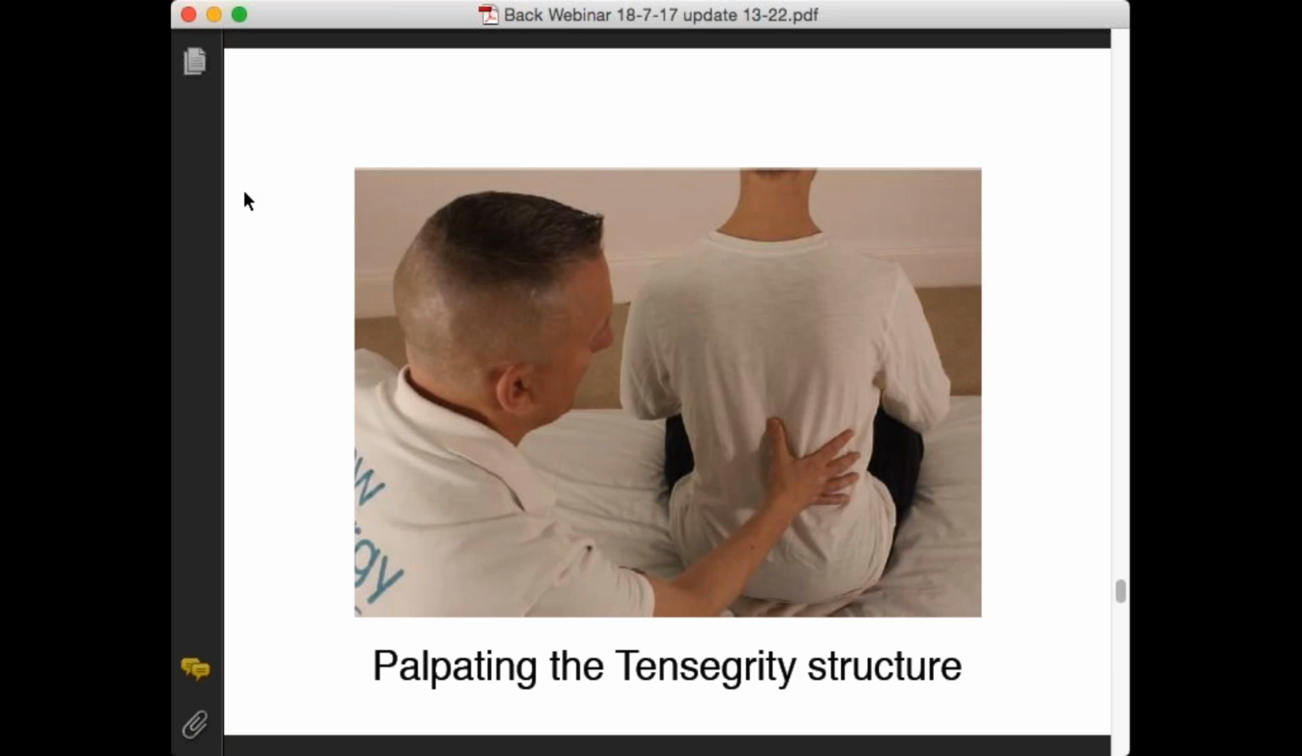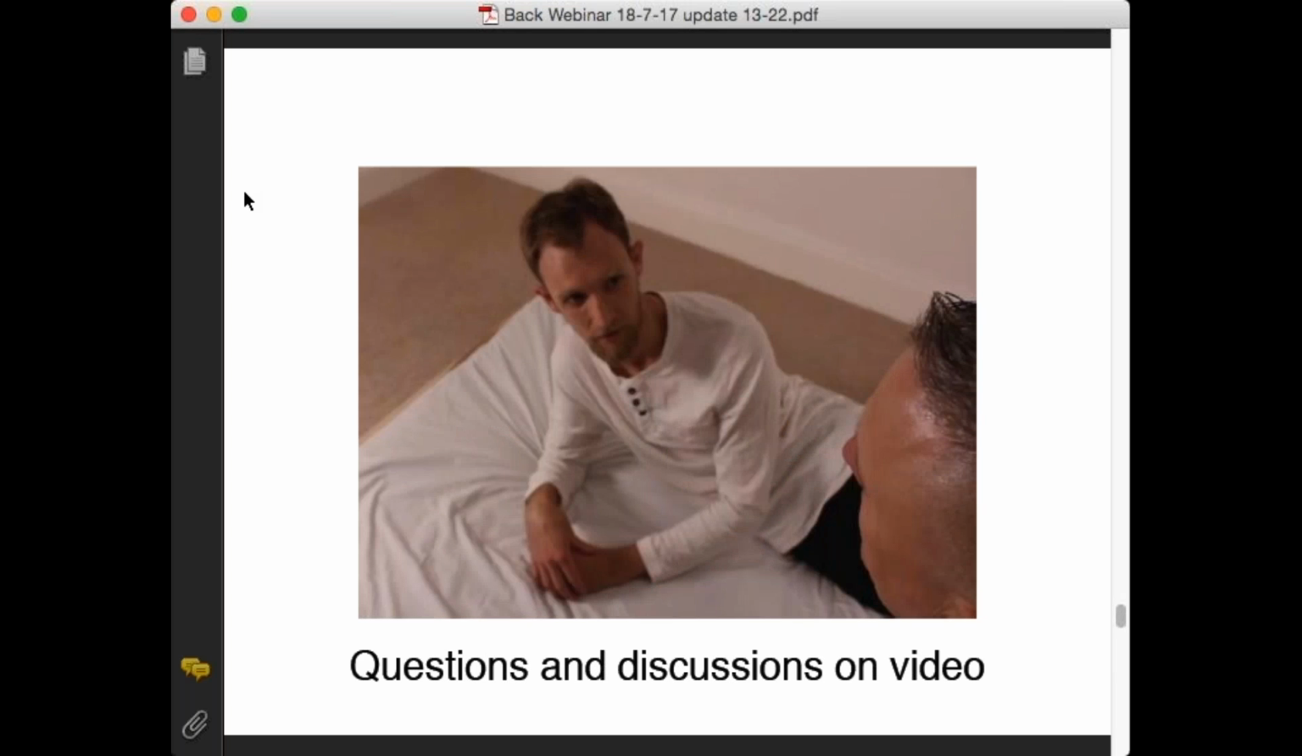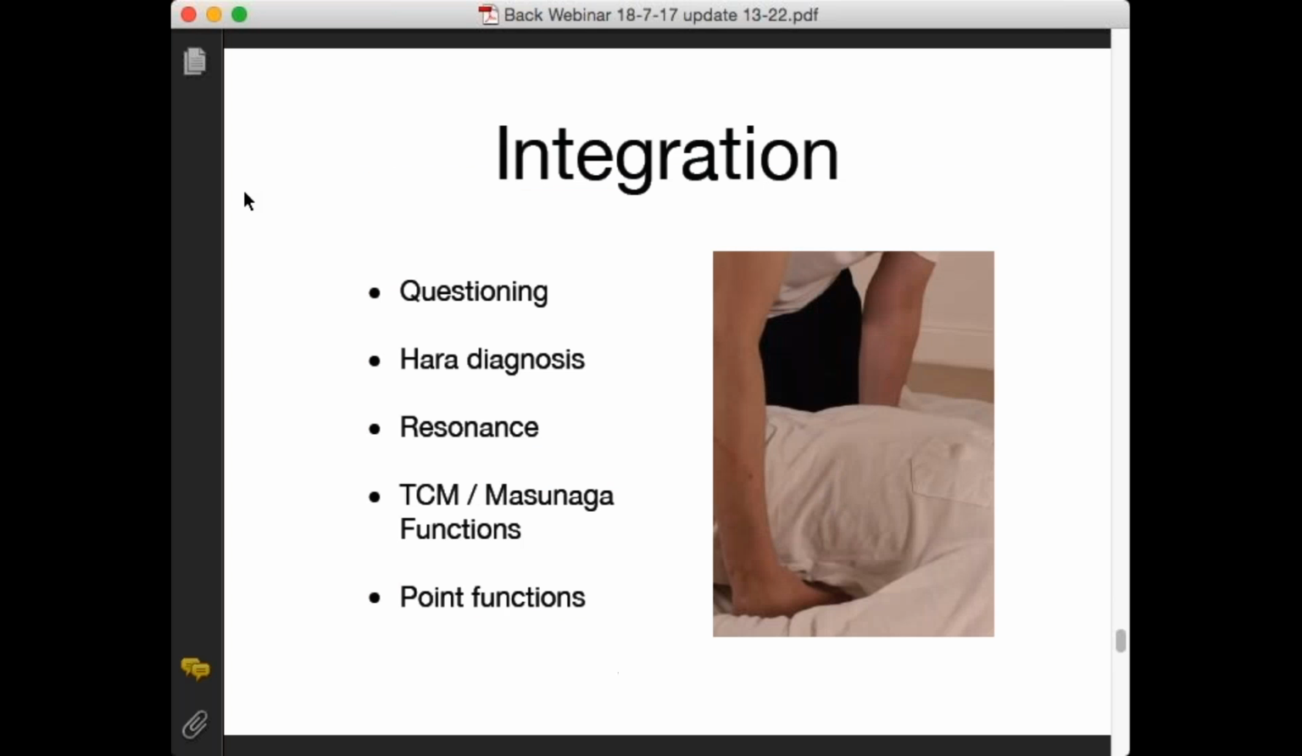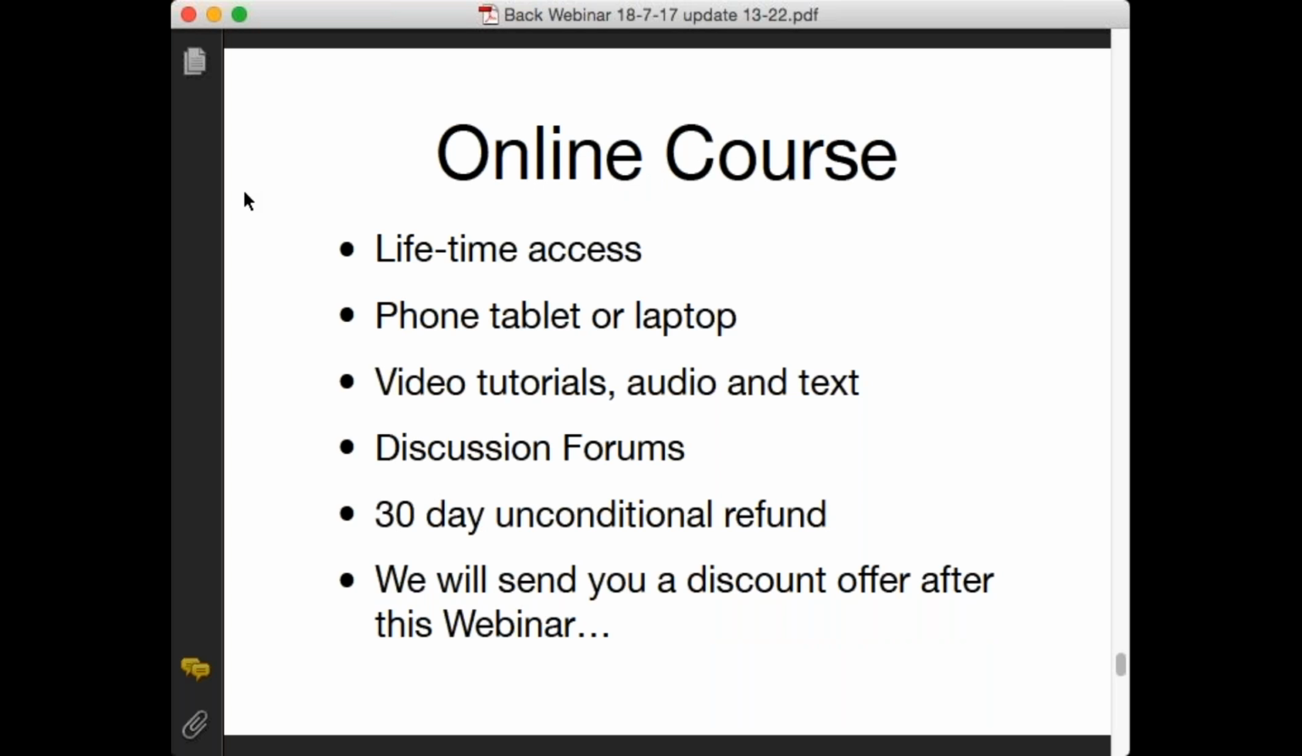online course. Okay, this is what it looks like when you get to it. You can see that's Shakura there, by the way, working on someone's back with her elbows. We take some time at the beginning modules palpating the tensegrity structure of the body. There's Basti, he's a new member of our team. It's a kind of informal video seminar format, so we'd like to draw you in a bit like we did with the live video on the webinar. And then towards the end of the course, we start integrating everything together, the HARA diagnosis, the questioning, resonance techniques, all the TCM functions, and also we do quite a bit of work on the points.